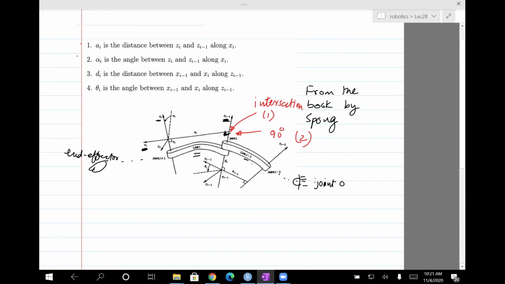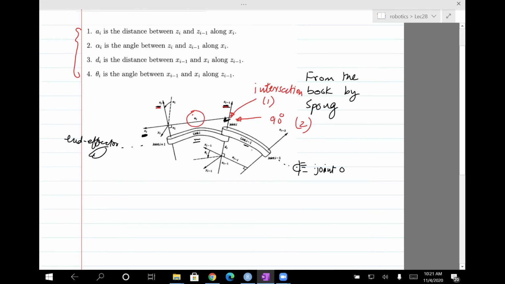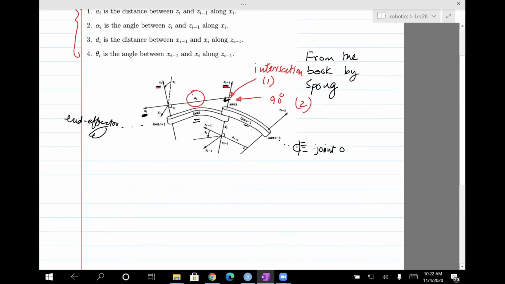So these are how the parameters a i, alpha i, d i, and theta i are defined. Okay, a i is the distance between z i and z i minus 1 along x i, and so on. Okay, and I will actually be using this later on, but if you think my explanations in this class where I'm going to show you how to do this are hard, then you want to go back to this figure and read this. But let's just move on for now.